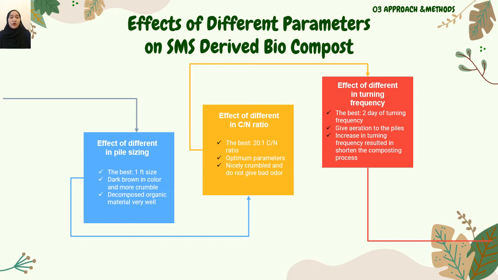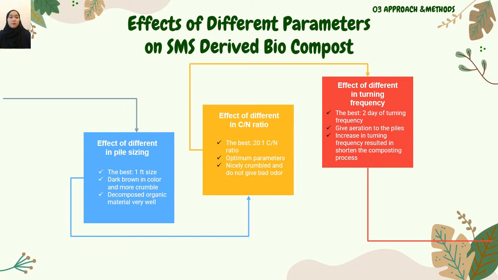According to Amin et al., 2016, microbial activity becomes minimum when low moisture is provided. For parameters like pH, moisture, temperature and light intensity, the 1 feet size was in optimum condition. While for the effect of different ratios of carbon to nitrogen, the best is 20:1. This is because the parameters like pH, moisture, temperature and light intensity were in optimum condition.